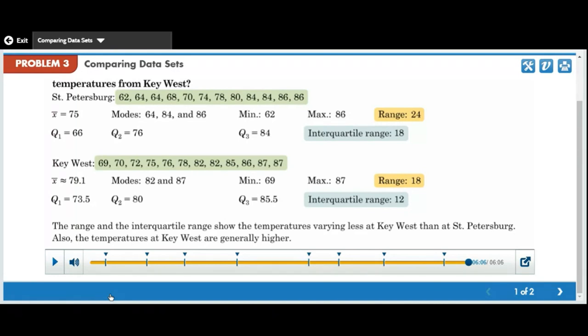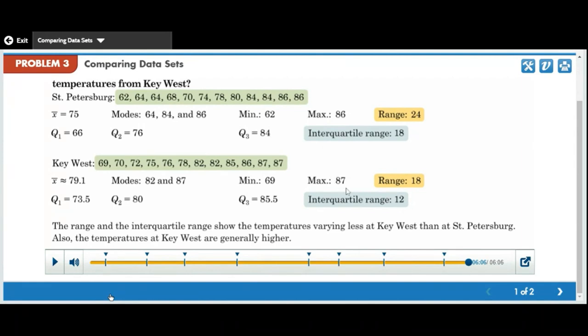However, it doesn't give us a very solid understanding of the data. So comparing the modes also shows us that the most frequently occurring temperatures are higher in Key West than they are in St. Petersburg. Notice St. Petersburg has a mode of 64, which is significantly lower than any data values that we had in Key West. Also, if we compared the minimum and maximum values, the minimum was higher in Key West than it was in St. Petersburg, and similarly, the maximum was a little bit higher as well.